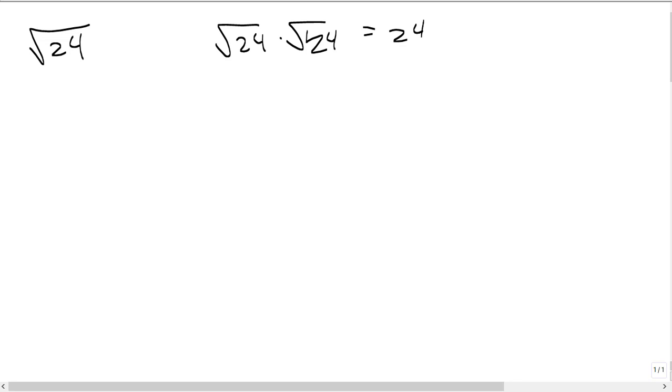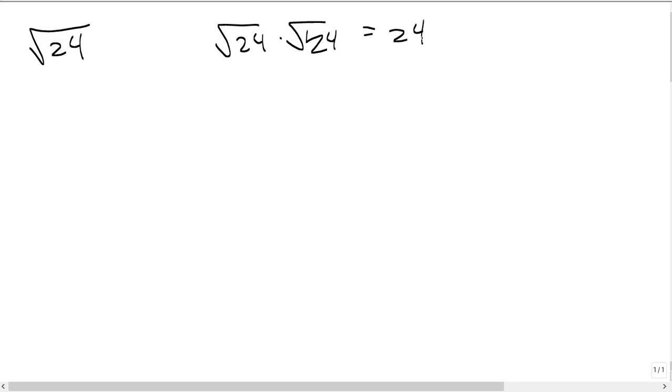I'm talking about radicals, specifically square roots at this exact moment, and I want to talk about the square root of 24. Okay, so let's just cover everything real quickly. What does the square root of 24 mean? It means whatever number it is, such that that number times the same thing has got to be 24. What number times itself is 24?